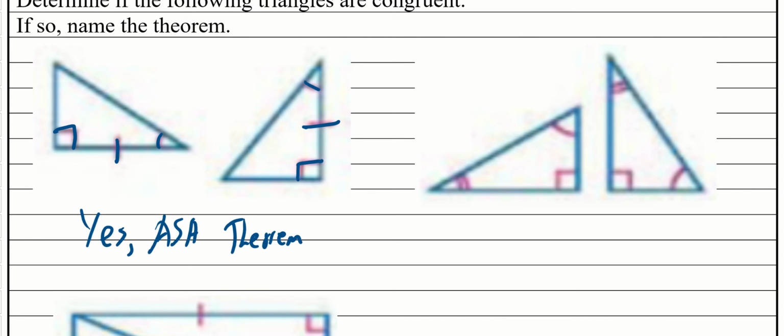We can still use the same theorems and still apply those when we're looking at these different diagrams here. Okay, so that's the first one. Moving on to the next pair here, I see these triangles as well. They also have right angles in them. And the question is, do I have enough information?